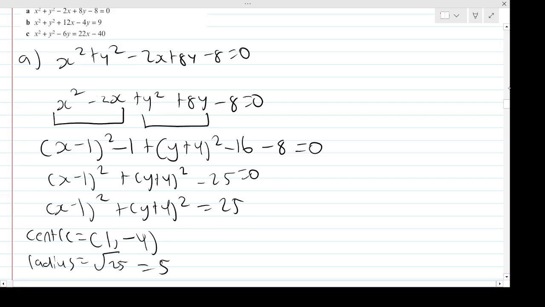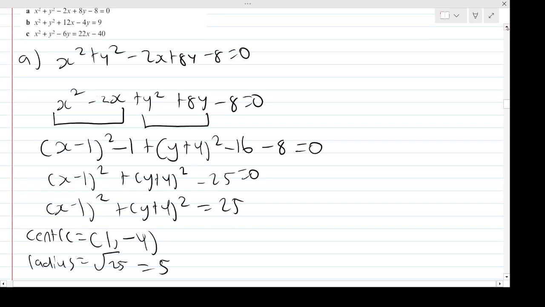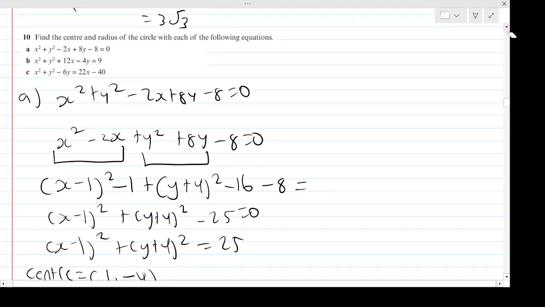Okay, cool. How much space do I have? Okay, I might have to squeeze in part B here. Okay, I need to make some room.